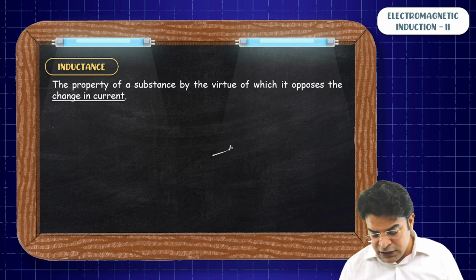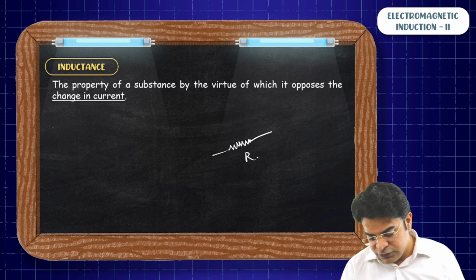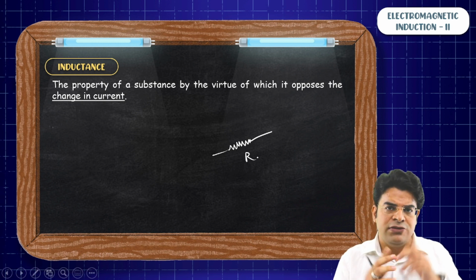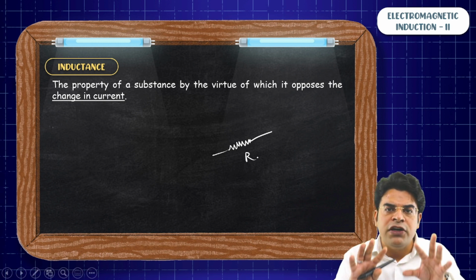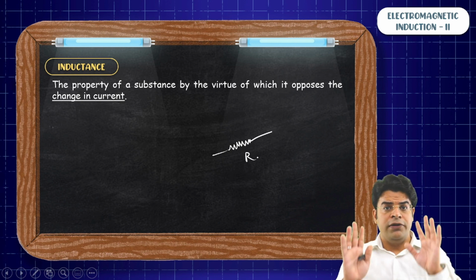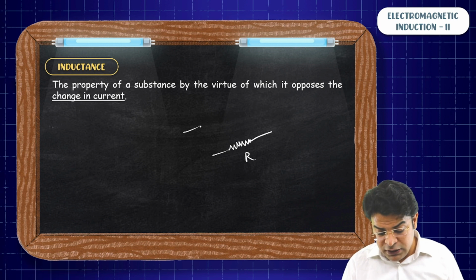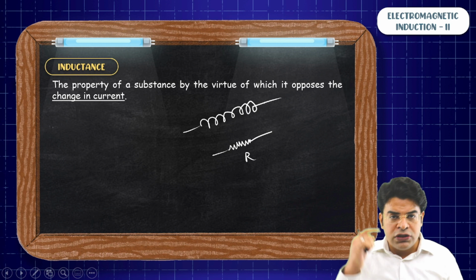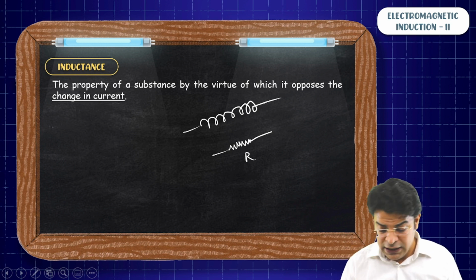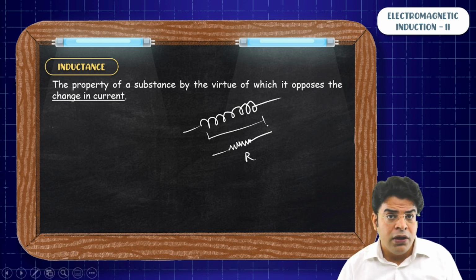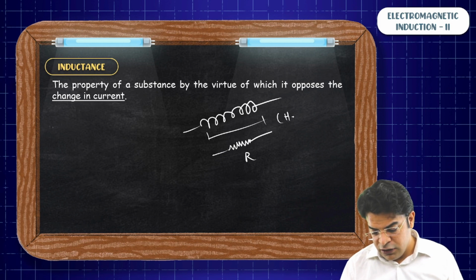We know that there is another property of substance called resistance. What exactly is resistance? The property of a substance by virtue of which it opposes the flow of current. So resistance has a problem with the flow of current, right? But inductance has a problem with the change in current. Now what I have drawn just now, which looks like a solenoid, is the symbol for an inductor, and the unit of inductance in the SI system is Henry, sometimes denoted as capital H.